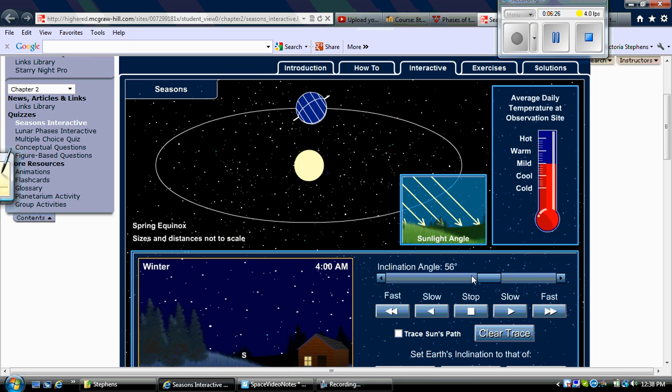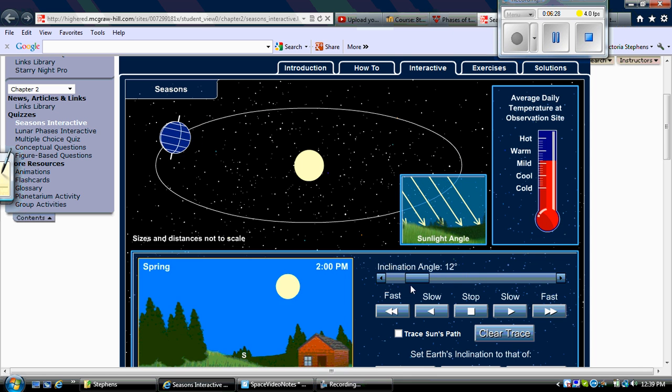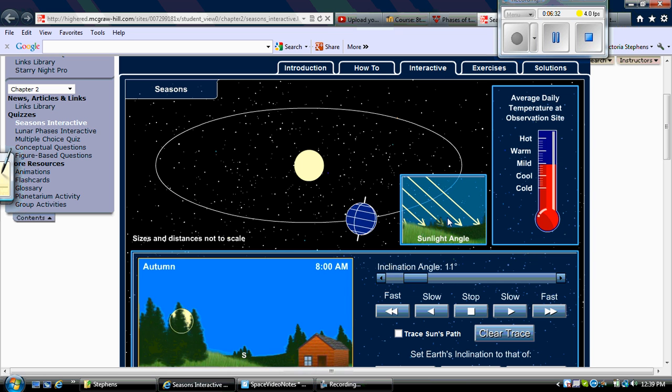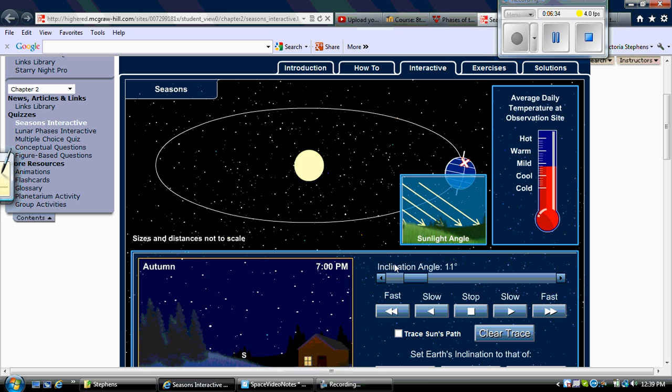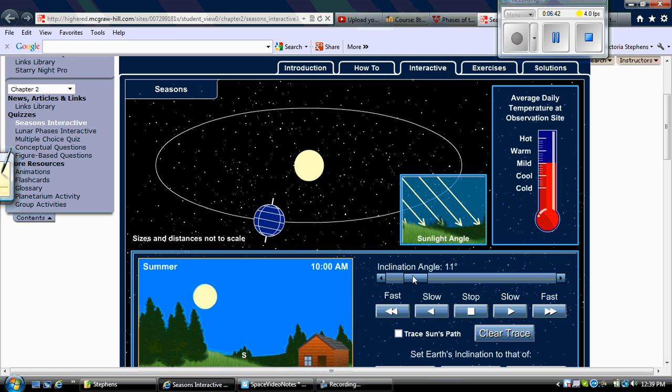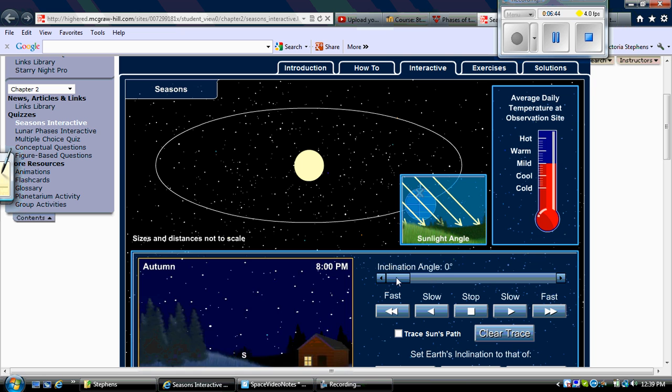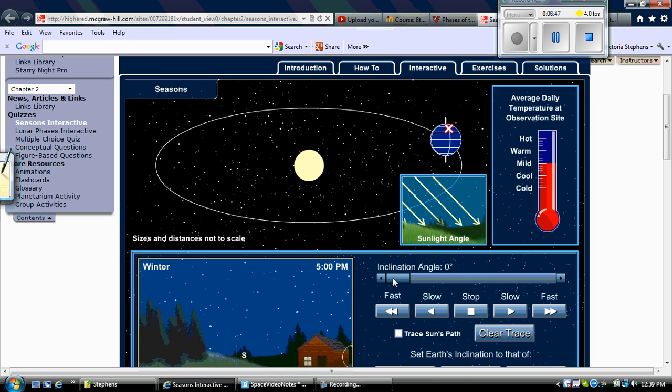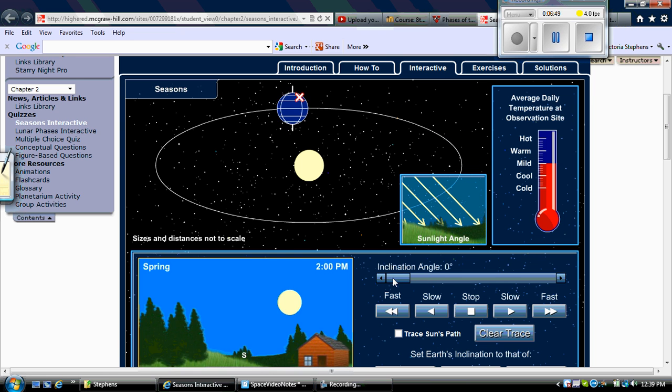Now we change that and we go less than 23.5, less than what we're tilted. We're going to get milder seasons. This is getting closer to straight up and down, so we're going to get milder seasons. Our summer will not be as warm and our winter will not be as cold. And then when we go to a tilt of 0 degrees, we're going to get the same season all year round.